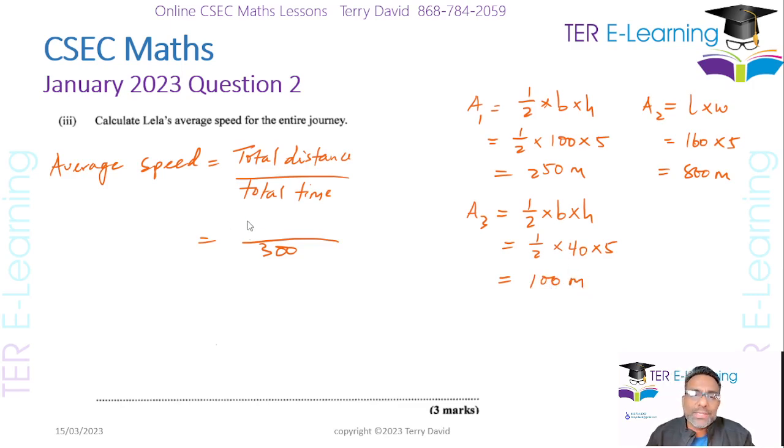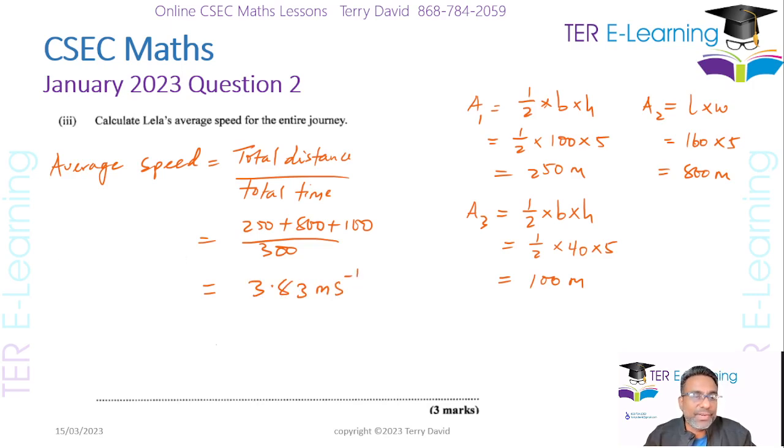So your total distance traveled is going to be 250 plus 800 plus 100, and then you're going to just divide that. So it's 250 plus 800 plus 100 divided by 300 seconds, and you're going to get an average speed of around 3.83 meters per second, right?